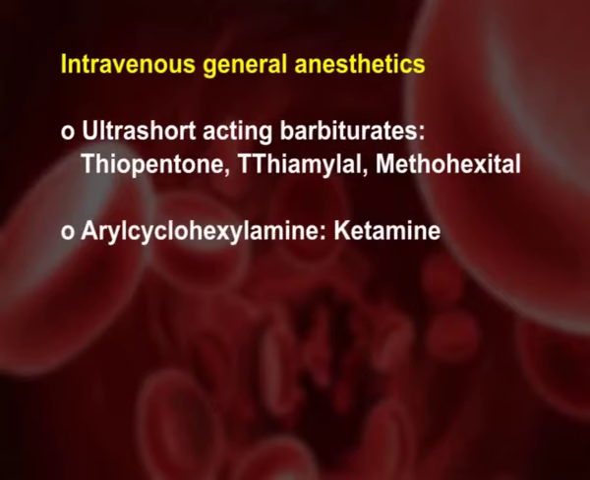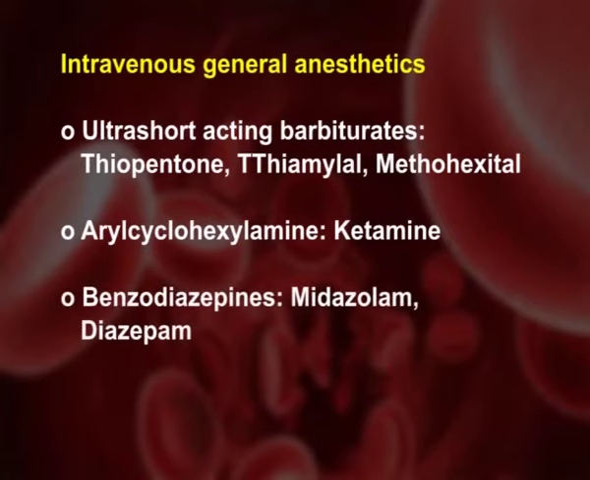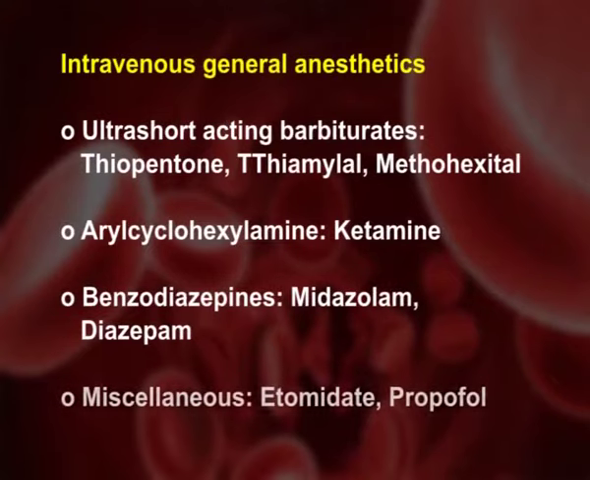The second category is aryl cyclohexylamine derivative. An example is ketamine. The third category of intravenous general anesthetic agents includes benzodiazepine derivatives. Examples are midazolam and diazepam, and the last one is miscellaneous agents, which include etomidate and propofol.